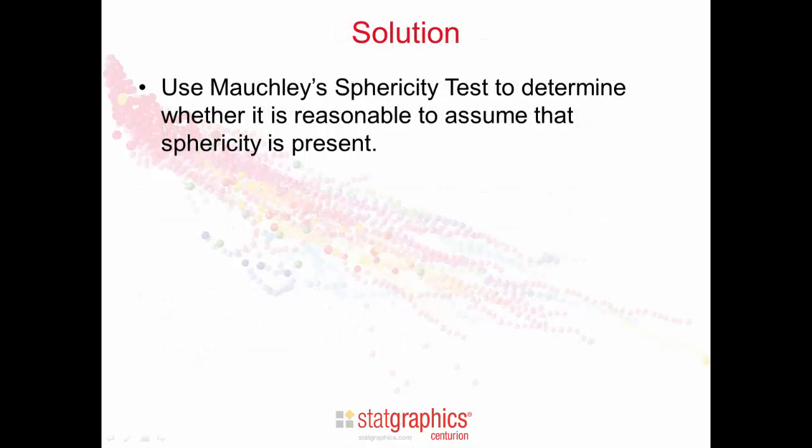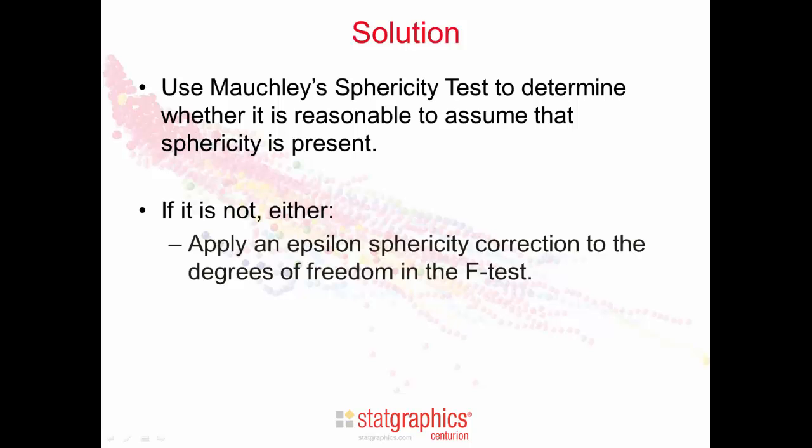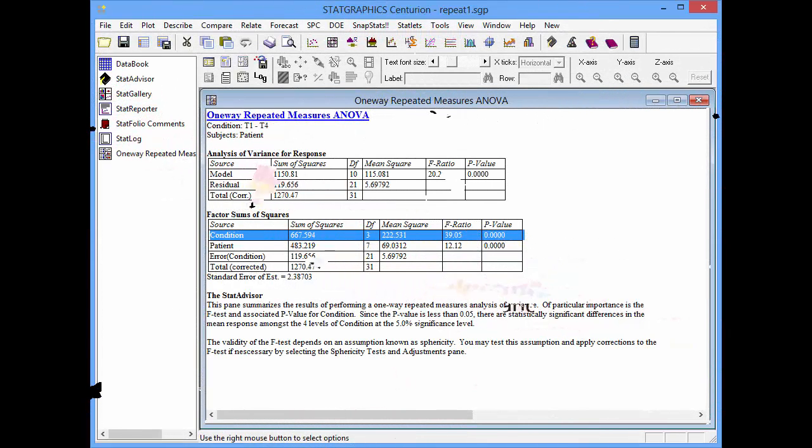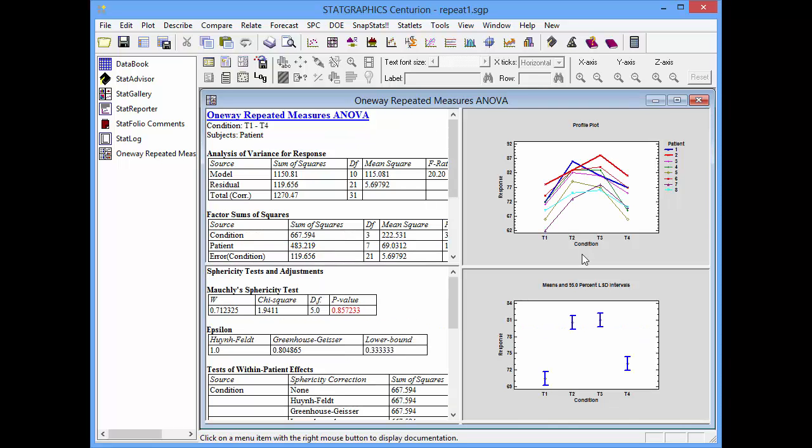A common solution to this problem, which we'll apply, is first to use Mauchly's sphericity test to determine whether or not it's reasonable to assume that sphericity is present. If it's not, then we can do one of two things. We could apply an epsilon sphericity correction to the degrees of freedom in the F-test, or we could perform a multivariate significance test. Let's return to Statgraphics and put away the standard ANOVA table.